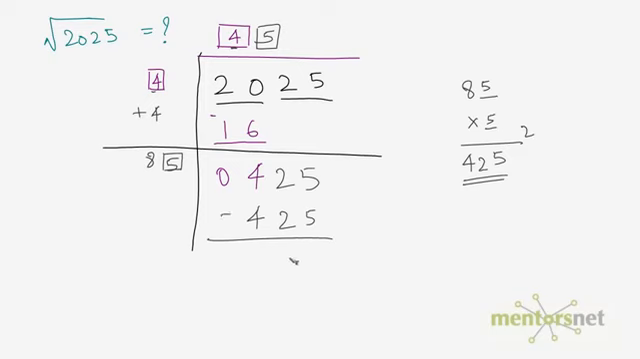Now 425 minus 425 is 0. Once you get a 0 here, you can say that this number is the square root of 2025. So the square root of 2025 is equal to 45.